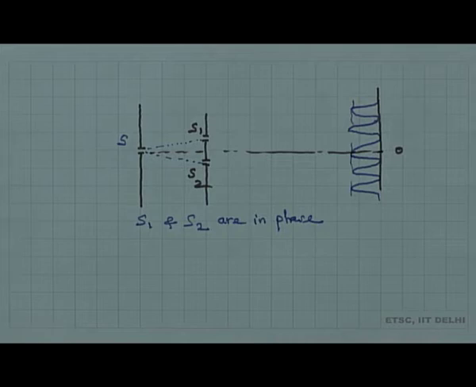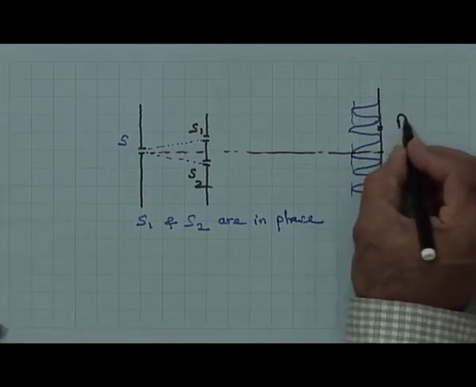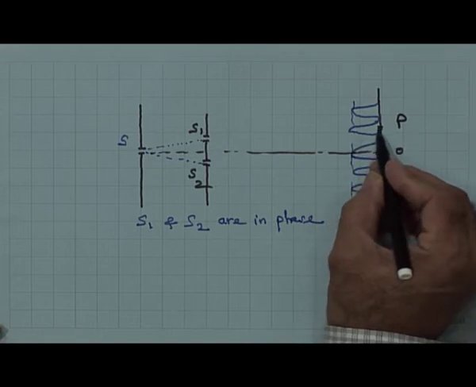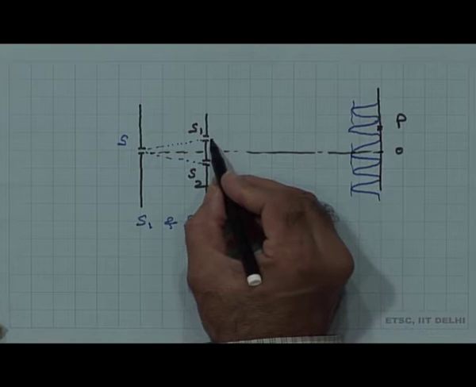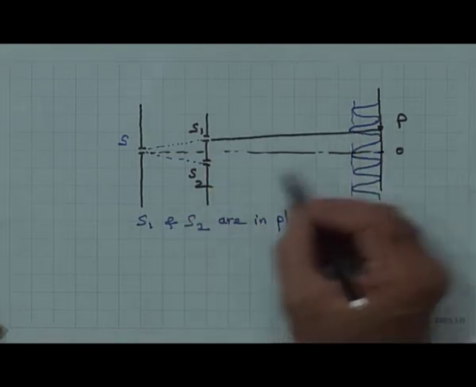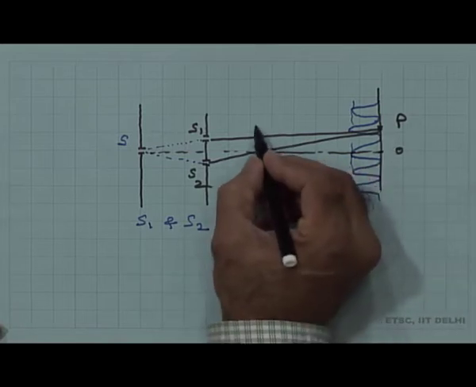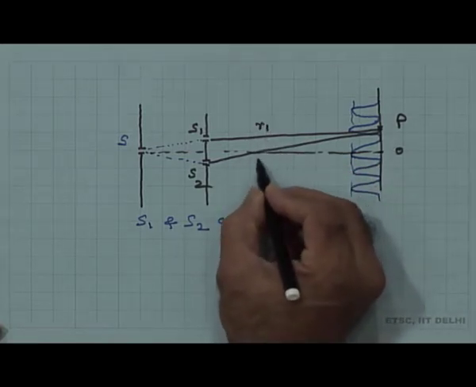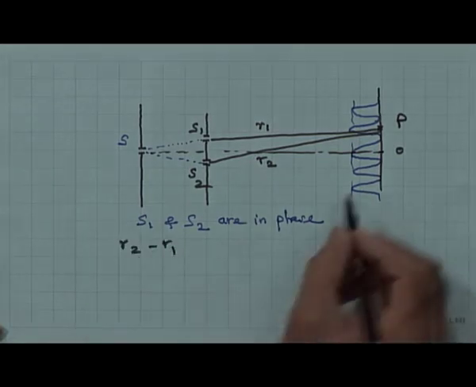So, if I take an arbitrary point P here, in this case I have taken it corresponding to the maxima. If we take this as P, then S1P here and S2P is this. We had designated these as R1 and R2, and the path difference is R2 minus R1.